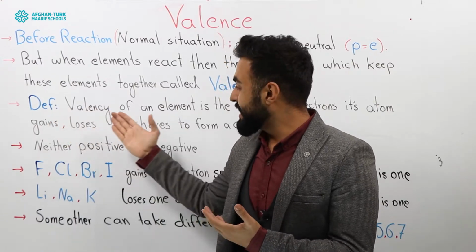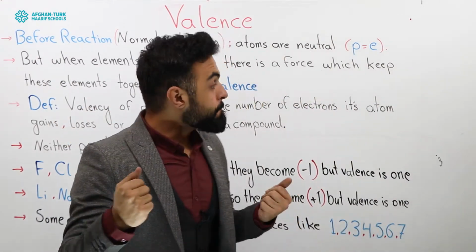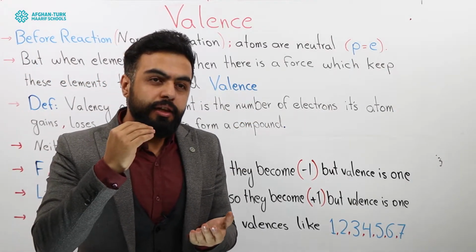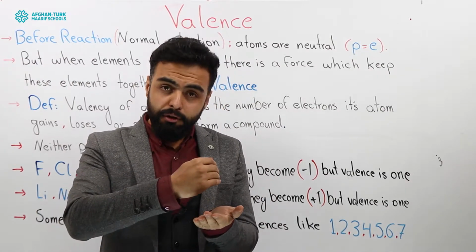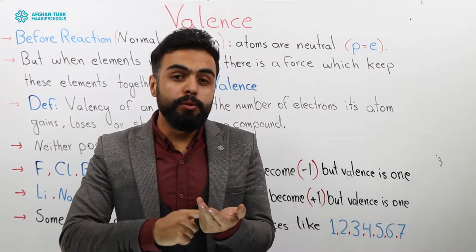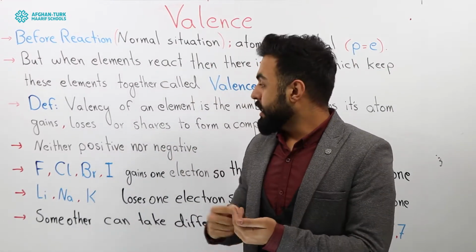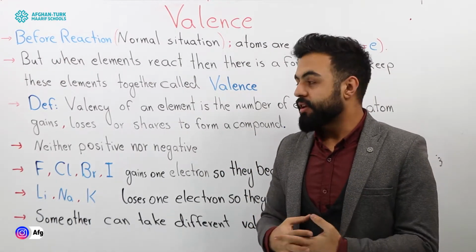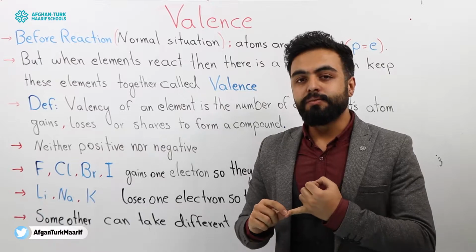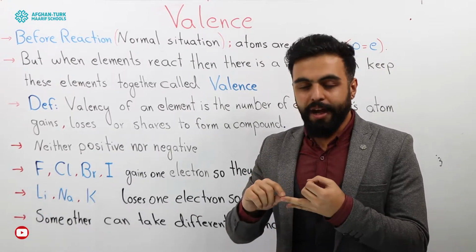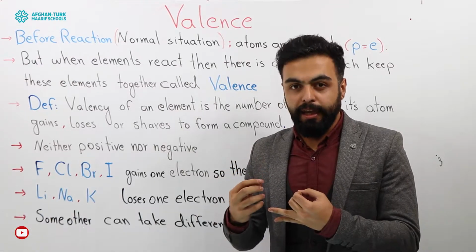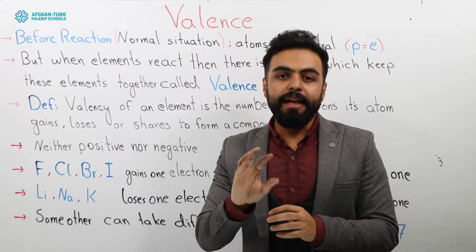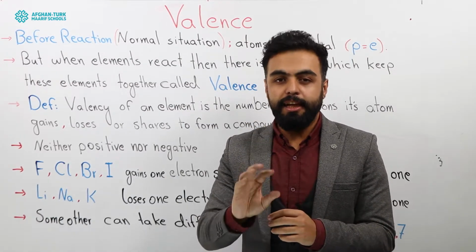The definition of the valency of an element is the number of electrons its atoms lose, gain, or share in order to form a compound. So that is the definition of valency. How many electrons does it lose, or how many electrons does it gain, or how many electrons does it share? There is no difference. That is called the valency of that element.